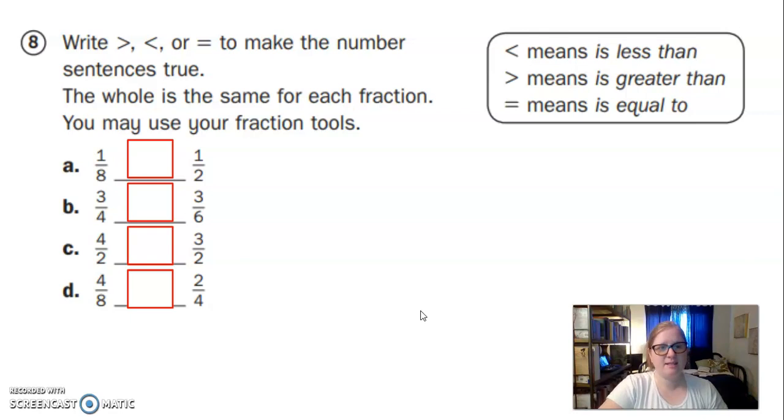Write greater than, less than, or equal to make the number sentences true. And here's a box to remind you: this means less than, this means greater than, and this means equal to. The whole is the same for each fraction. You may use your fraction tools. So you can use fraction strips, or you can draw it out as circles, whichever one makes it easy for you to compare.